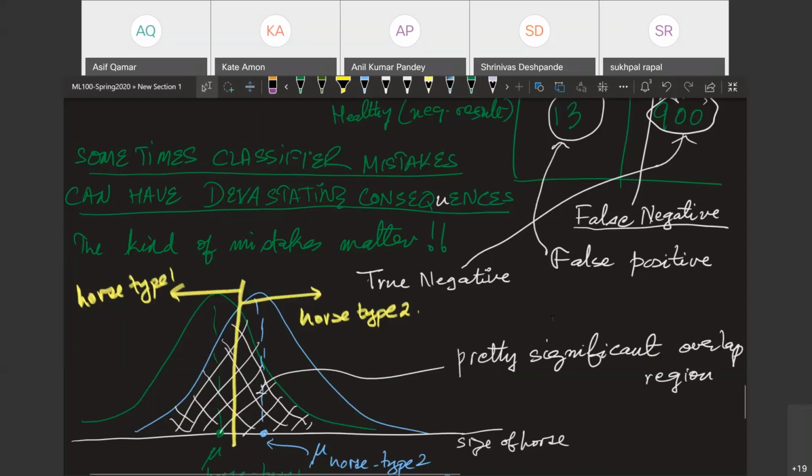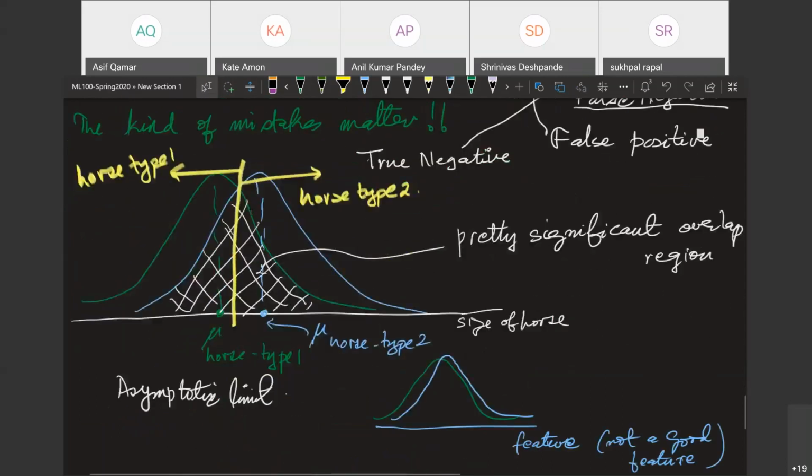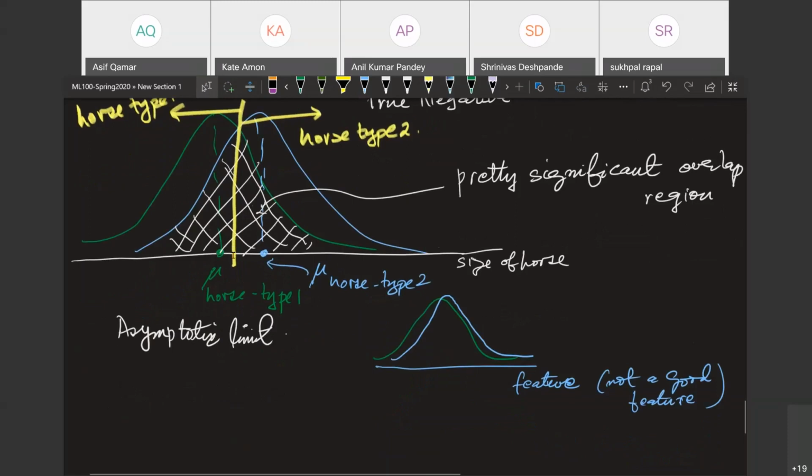In the case of discriminant analysis, geometrically, the errors come from the overlap region between the two bell curves. There's always some overlap, but how much overlap there is at any given place determines the amount of errors that you will have. And the more the overlap, the worse the classifier will function if you are going to use that particular feature to classify. In this case, the size of a horse.